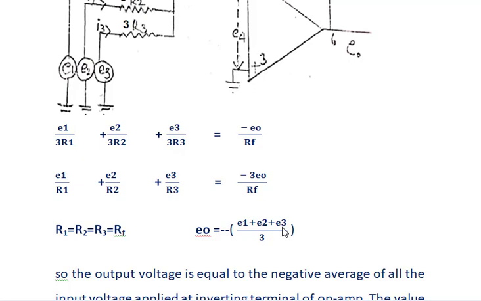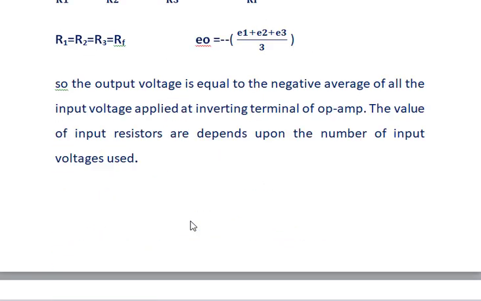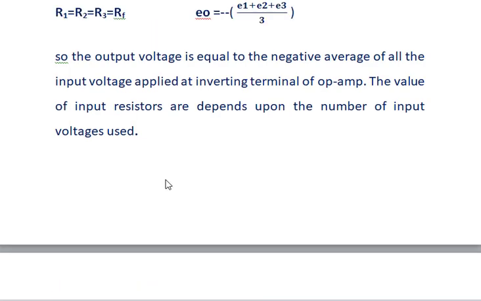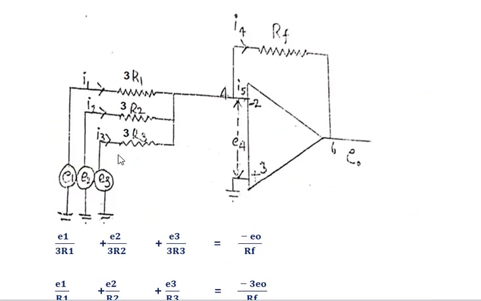So there are three input voltages E1, E2, E3. The three input voltages are divided by 3. So this type of equation says this operational amplifier circuit is working as an averager. So the output voltage is equal to the negative average of all the input voltages applied at the inverting input terminal of the operational amplifier.